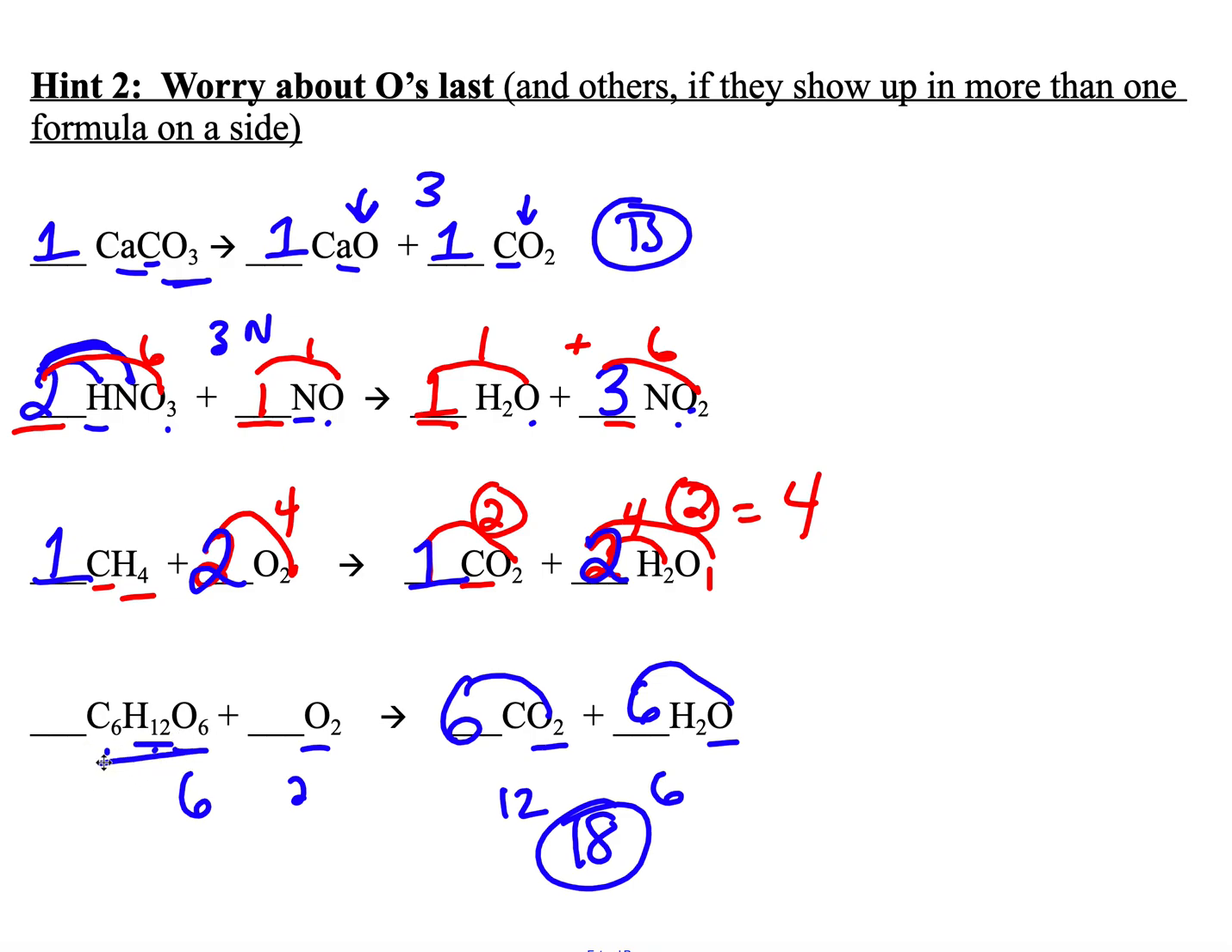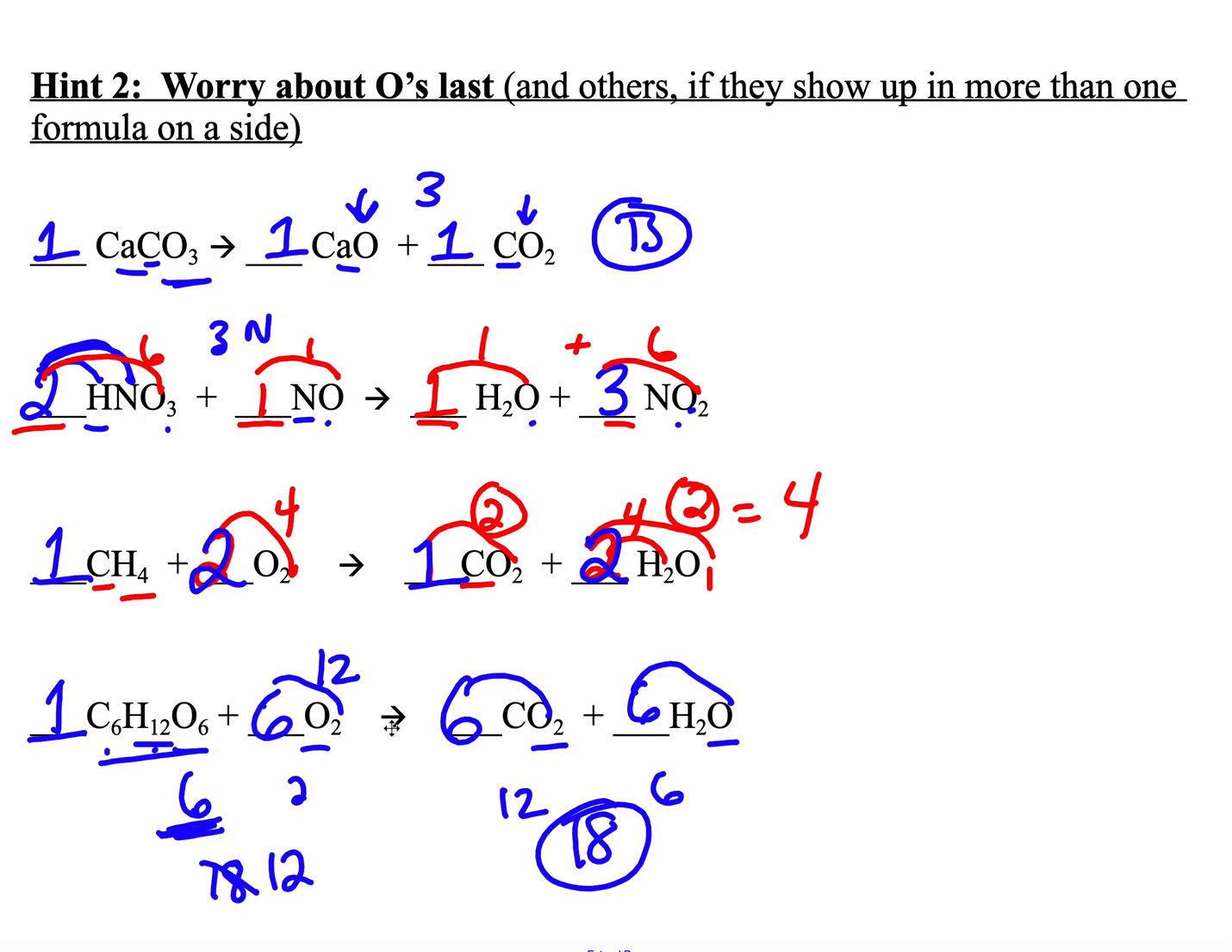I do not want to change this, because if I put a 2 here, or a 3 here, or a 4 here, or if I change that in any way, shape, or form, I then mess up my C's and H's. So I'm going to try to keep this a 1. Out of my 18, that takes care of 6 of them. So I need to get a grand total of 18. I've already got 6. So now I just really need 12 left. So what goes here that when multiplied by 2 gives me 12? A 6.